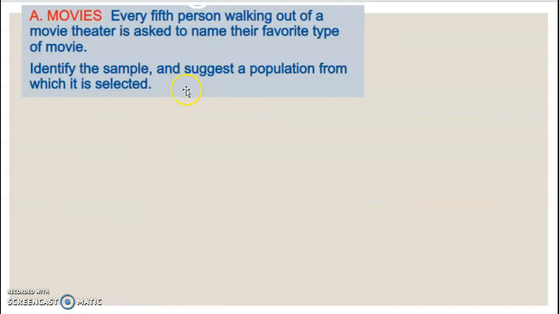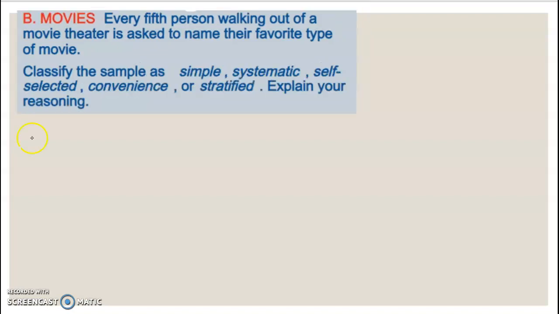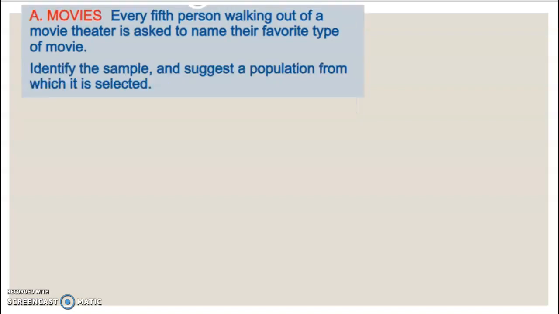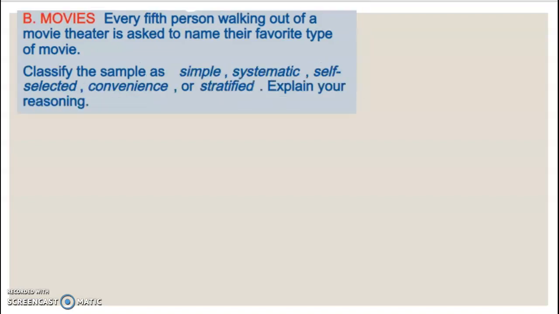Okay. Suggest a population from which it is selected. All moviegoers. All right. This is systematic. Every 5th person.